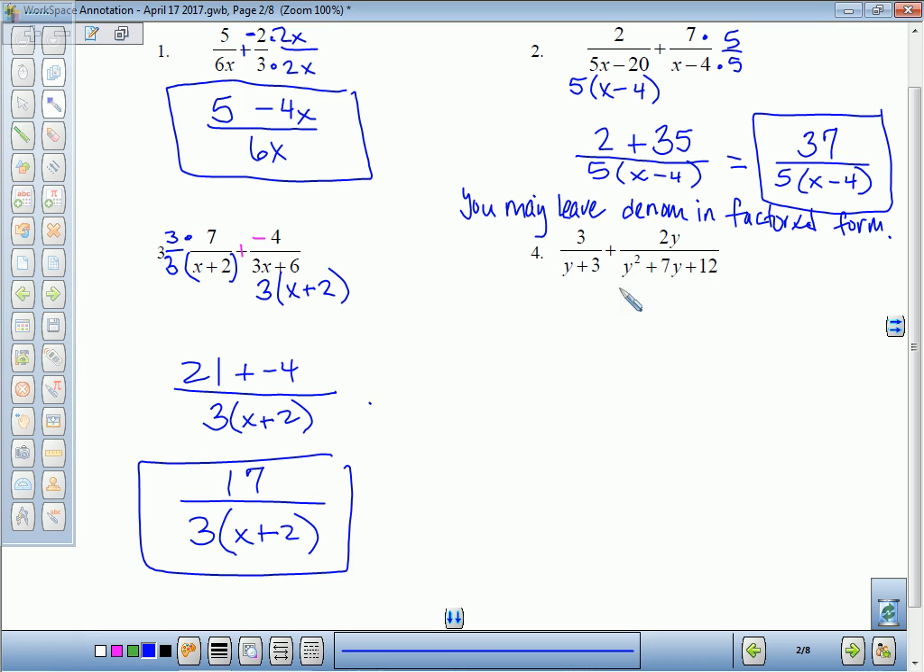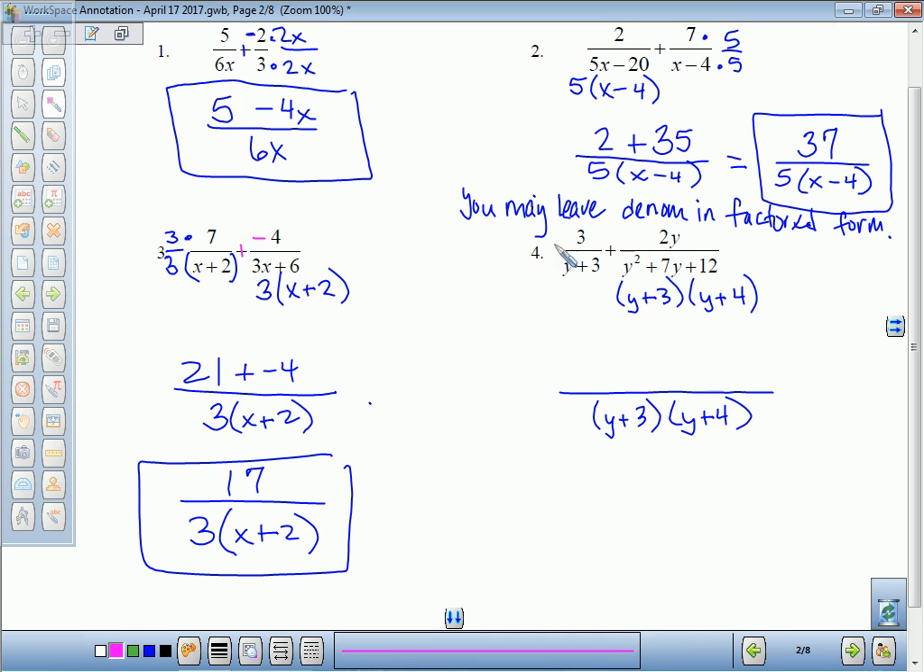Okay, number 4. This is addition, so we don't need to change anything. But this factors to y plus 3 times y plus 4. So that's our first step, after we distribute any negative if it's subtraction, to factor our denominators. So that would be our common denominator, y plus 3 times y plus 4.